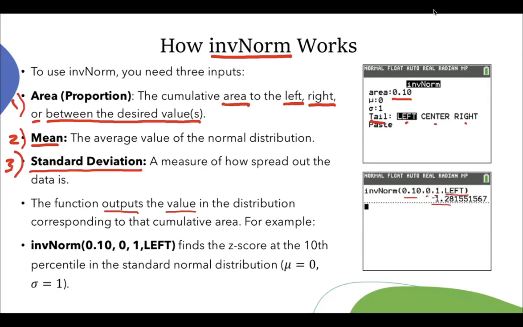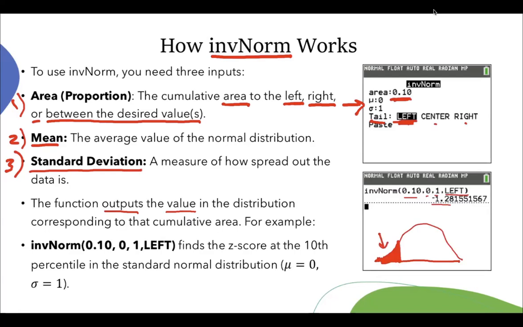Okay, I'll make a quick picture for what this looks like. It's always good to make a picture when you're learning this. Based on the input up here, our area is 10%, and we're shading left. So we're going 10% on the left side. So that's what we're being provided.